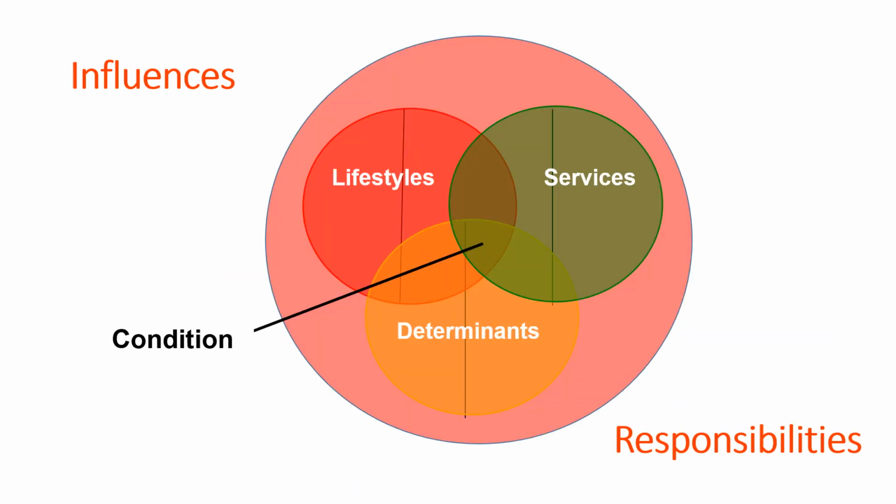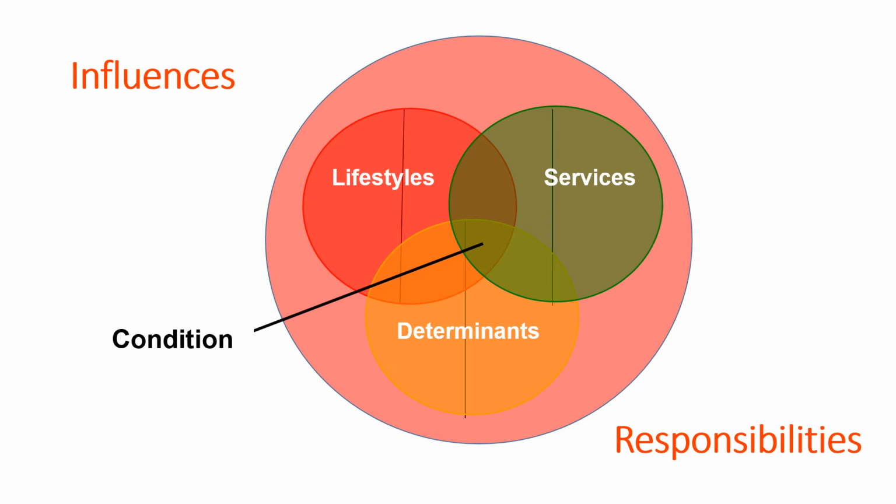In this slide I've used the matrix approach but using a Venn diagram to illustrate the interaction between lifestyles, determinants and services, with the intention of thinking about responsibility and influence. Who has control or influence or responsibility over the determinants under consideration?